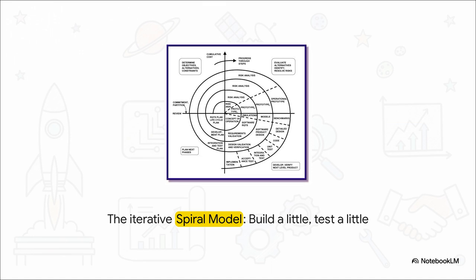And this brilliantly illustrates the alternative we have, the spiral development model. Instead of just a single rigid straight line, it's more of an iterative cycle. It's this loop of risk analysis, prototyping, and testing that slowly grows outward. Honestly, the simplest way to think about this model is just build a little, test a little. You cycle through the concept, the design, the code, and the testing multiple times, and you're constantly refining the product with each single loop.